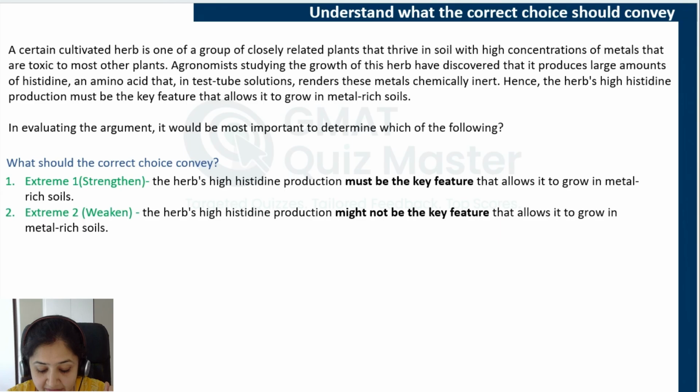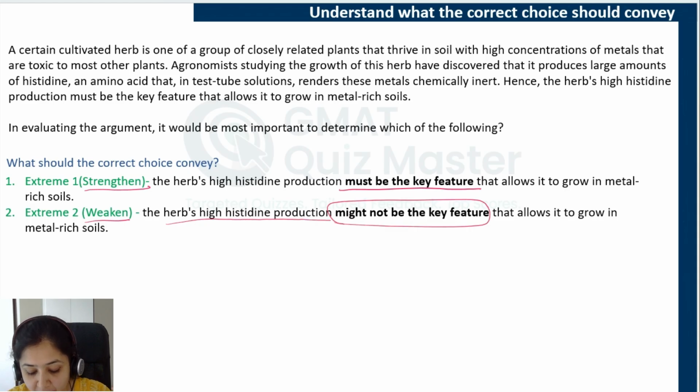At one extreme, it will strengthen the conclusion and say that the herb's high histidine production must be the key feature that allows it to grow in these kinds of soils. And at the other extreme, it will weaken the conclusion, that this high histidine production might not be the key feature that allows it to grow in metal rich soils. Keep in mind that the evaluate choice, the correct answer choice here, just needs to strengthen and weaken your belief. It does not need to prove that the conclusion is correct or break the conclusion completely. With that, let's proceed to answer choice analysis.